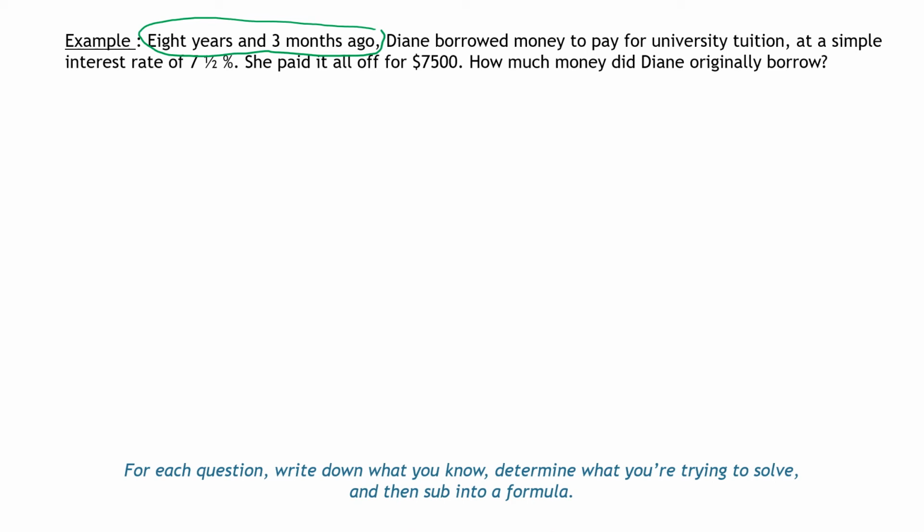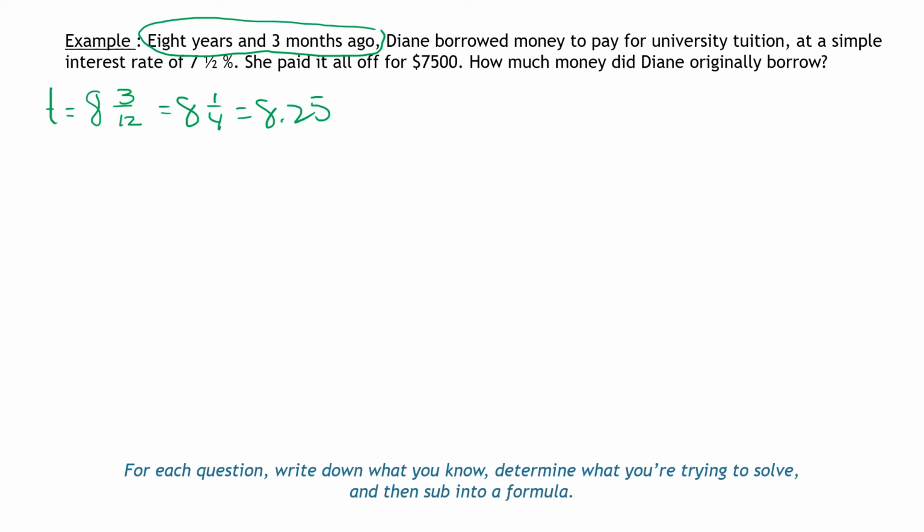That's time. We're talking about time, so I'm going to use a T for time. The time we're talking about is 8 years and 3 months. So I want to convert that to years. 8 years and 3 months, that's 3 out of 12. So that would be all in years now. So that is 8 years, 3 over 12 is a quarter, or 8.25. There's our time.